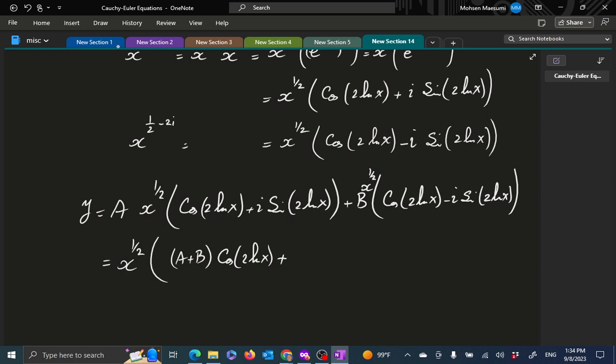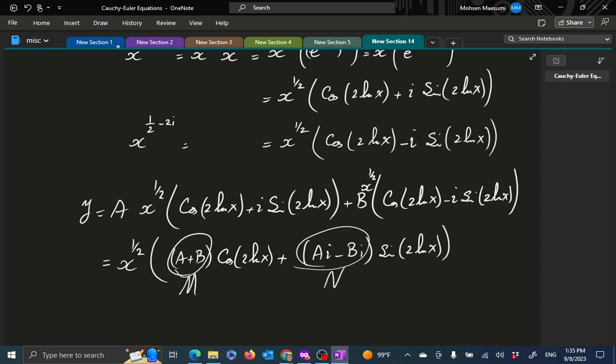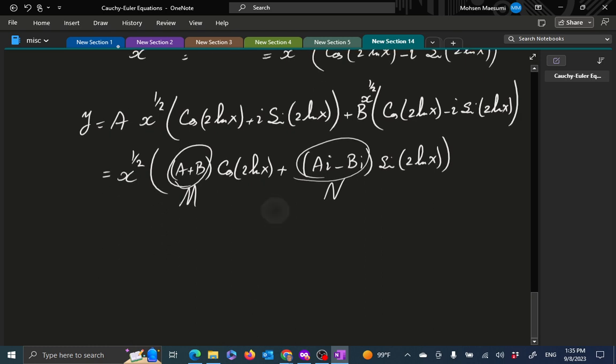And the other one is ai minus bi, then sine of 2 logarithm of x. Now whatever a and b happen to be, this thing is going to be some constant. We might as well call it, say, m. Whatever a and b happen to be, this is also some constant. This whole thing can be brushed under the carpet and called n, just to reduce the clutter in the look of our solution.